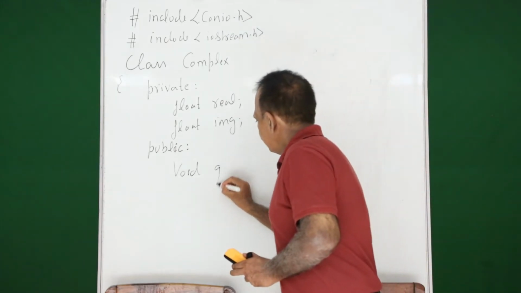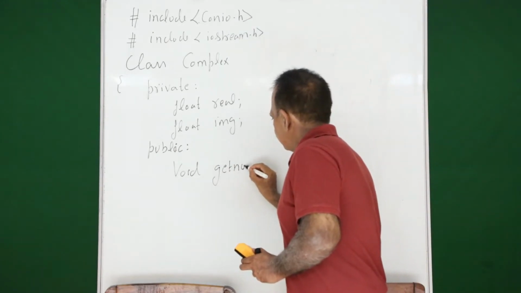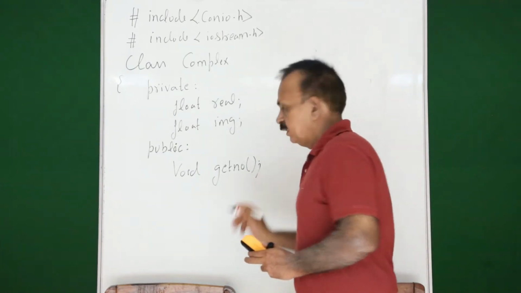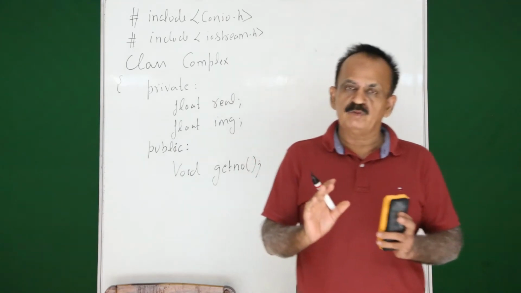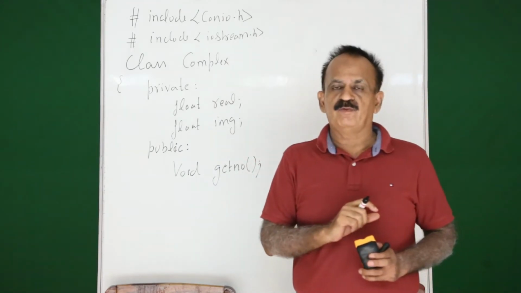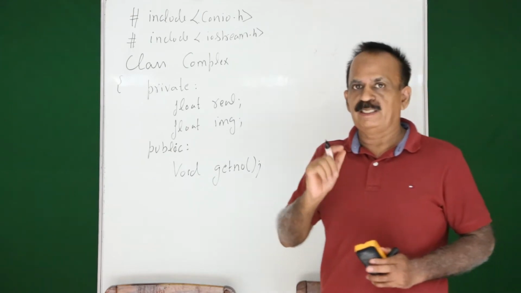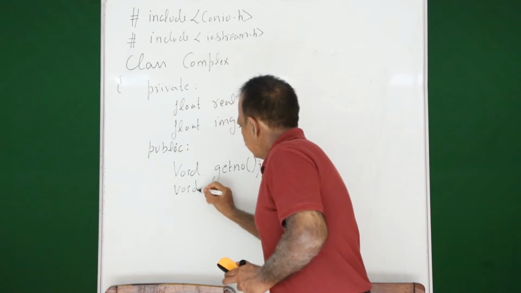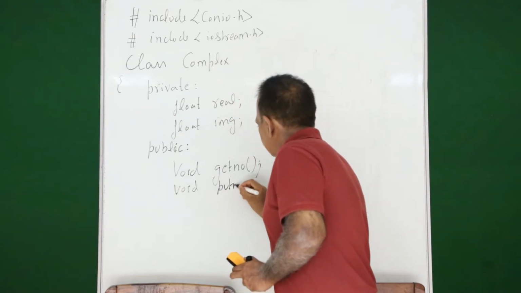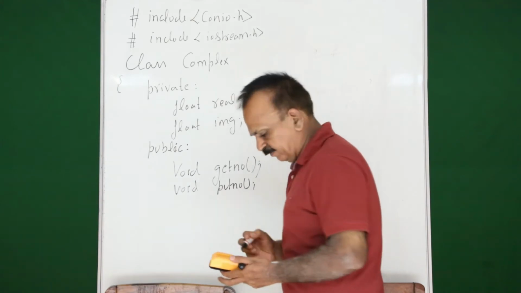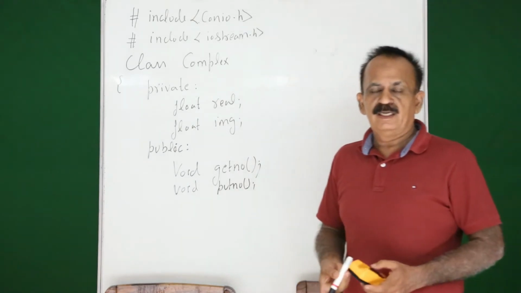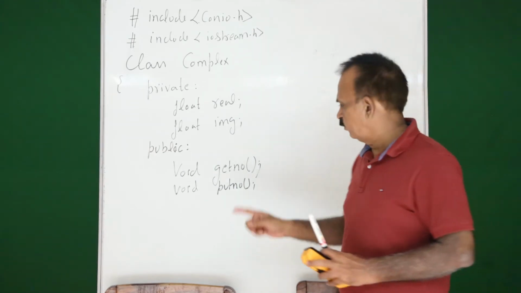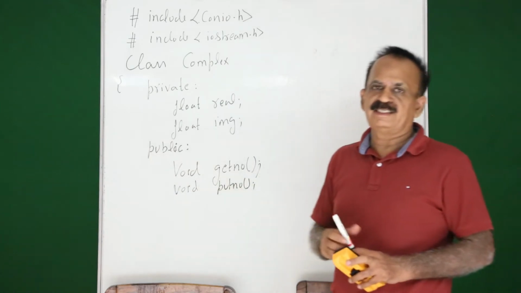The next one is the name. Name of this function is getNumber and braces. No argument is given, no value is returned. In this particular function, only one object will be involved, and that object will be the calling object. The next one is, say, void putNumber. PutNumber is another function which is to print the value of a complex number. Now to print the value of a complex number, only one object is involved. That is why no argument and no return type.